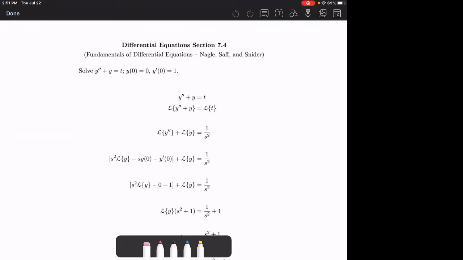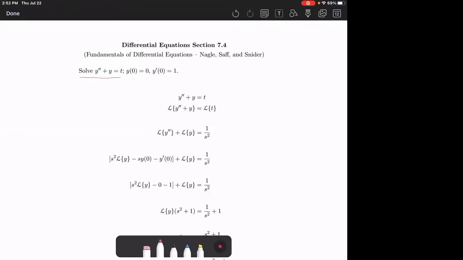This is section 7.4. We're still working with our Laplace transforms. And now we're going to start working backwards, looking for an inverse equation or an inverse function to the Laplace transformation. So here, let's start with an example.